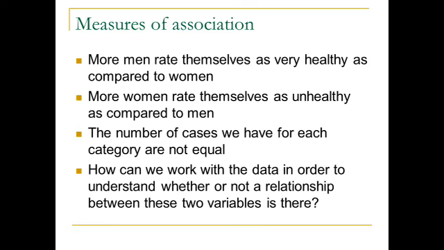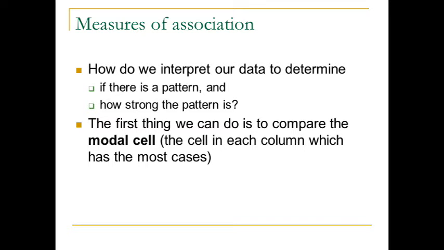Therefore, how can we work with this data in order to understand whether or not there is a relationship between the two variables? We do this by using what is called measures of association. The answers that we want to provide is how do we interpret our data to determine if there is a pattern, and if there is a pattern, how strong is the pattern?